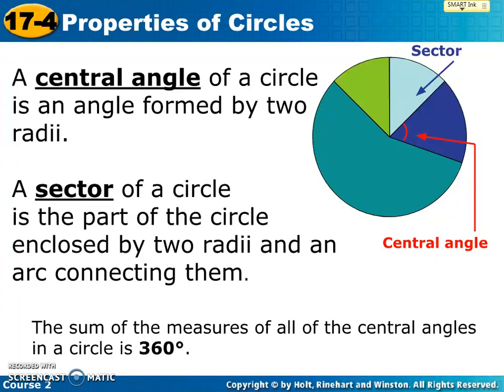And then we have a sector. A sector of a circle is part of the circle enclosed by 2 radii and an arc connecting them. So really, if you think about it, it's a piece of pie, okay? Or a piece of pizza. If you cut a pizza coming across the diameter, you have a triangular shape with an arc, obviously, a piece of pizza or piece of pie or whatever else you want to do.